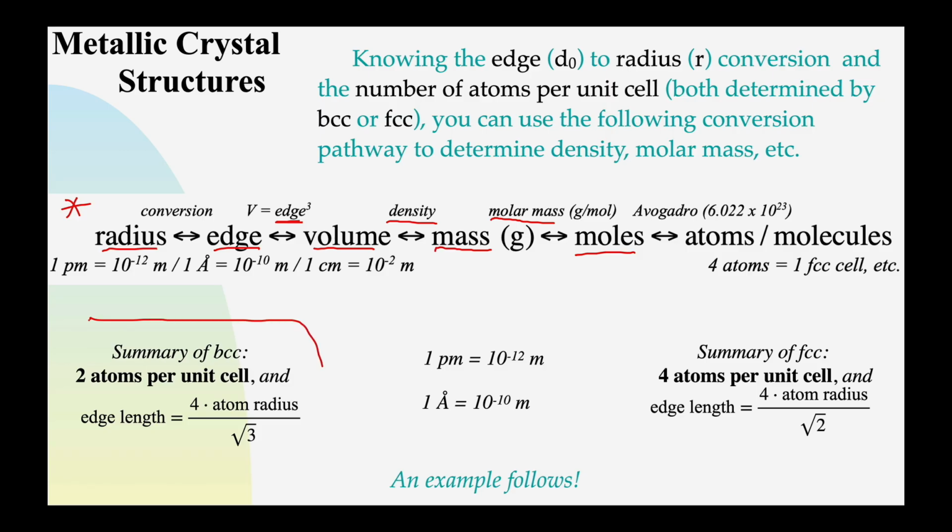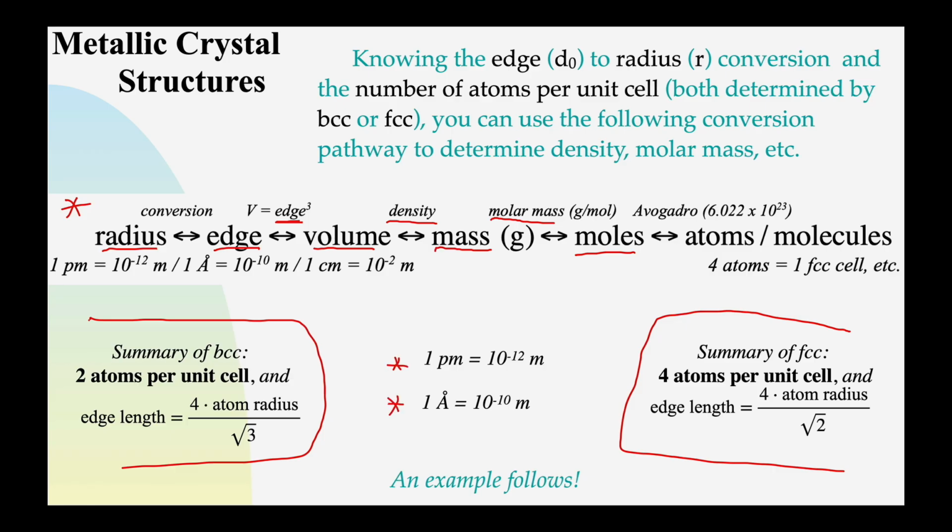In the lower left-hand corner is the BCC summary: 2 atoms per cell, and the edge equals 4 times the radius divided by square root of 3. In the lower right-hand corner is the FCC summary: 4 atoms per cell, and the edge equals 4 times the radius divided by square root of 2. In addition to those two things, there's going to be some new types of units we need to introduce.